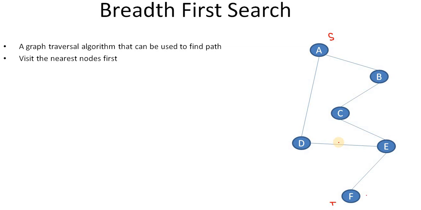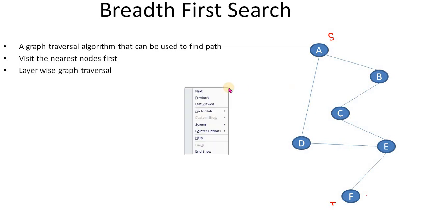So how does it actually work, how does it search the other points? What it basically does is visit the nearest nodes first. This is its primary strategy. If it starts from, for example, A, then it will always visit the nearest nodes to A, like D and B. So it is a layer-wise graph traversal.